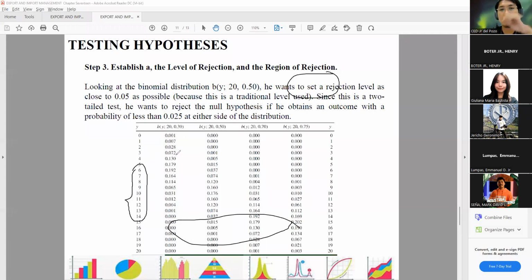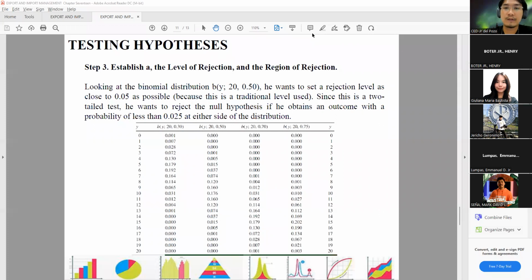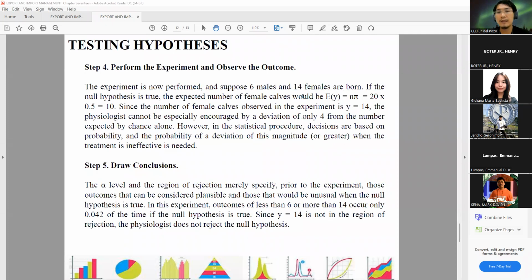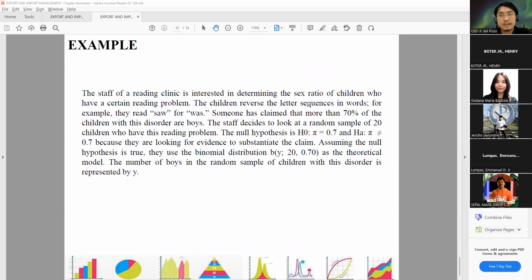Ibig sabihin, kung ang female mo na cubs is resulted to 6, 7, 8, 9, 10, 11, 12, 14, we accept the null hypothesis. Tama siya. So yun lang naman yung naging nangyari, kung bakit natin does not reject or we accept the null hypothesis rather. Okay? May question ba tayo?